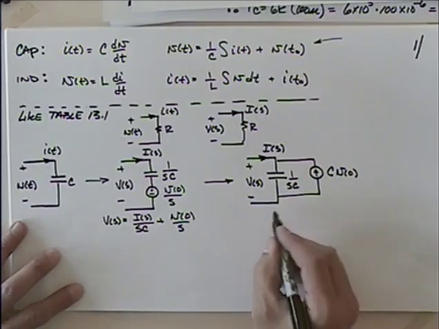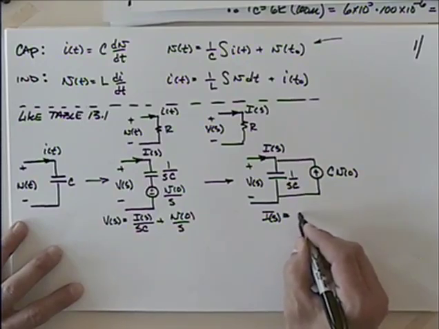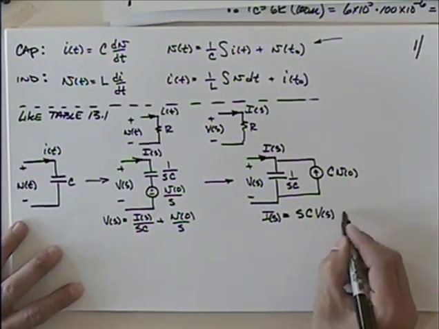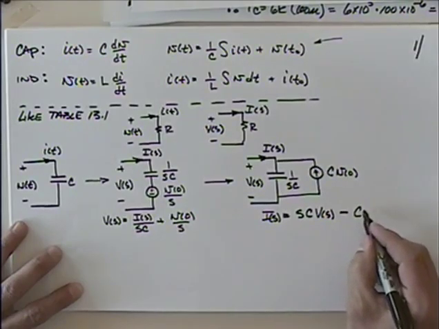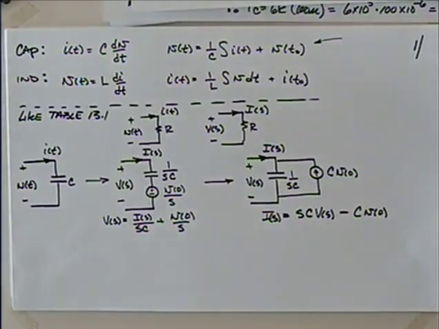IS. And if I want to talk about IS in this case, we could say that it's equal to S times the value of the capacitance times V of S minus C times the original initial voltage. I'll double check that.